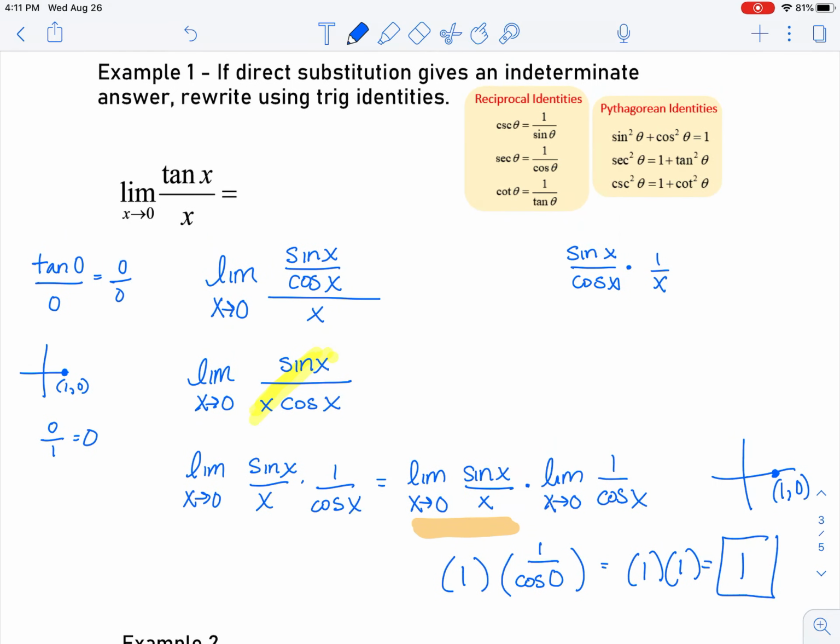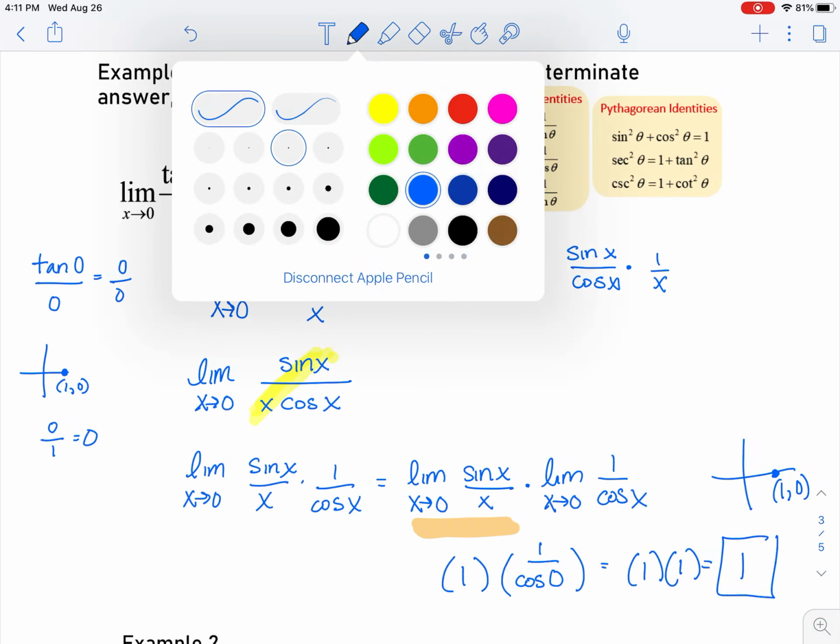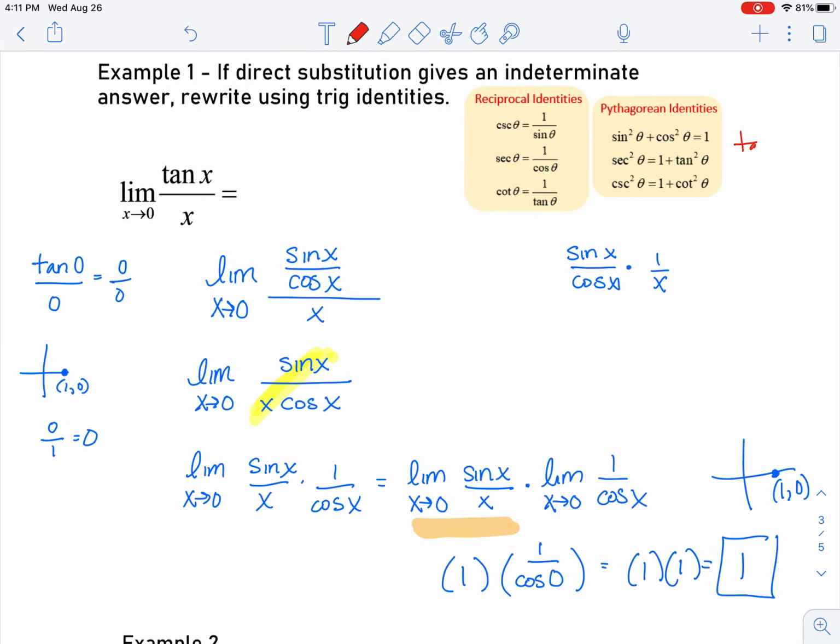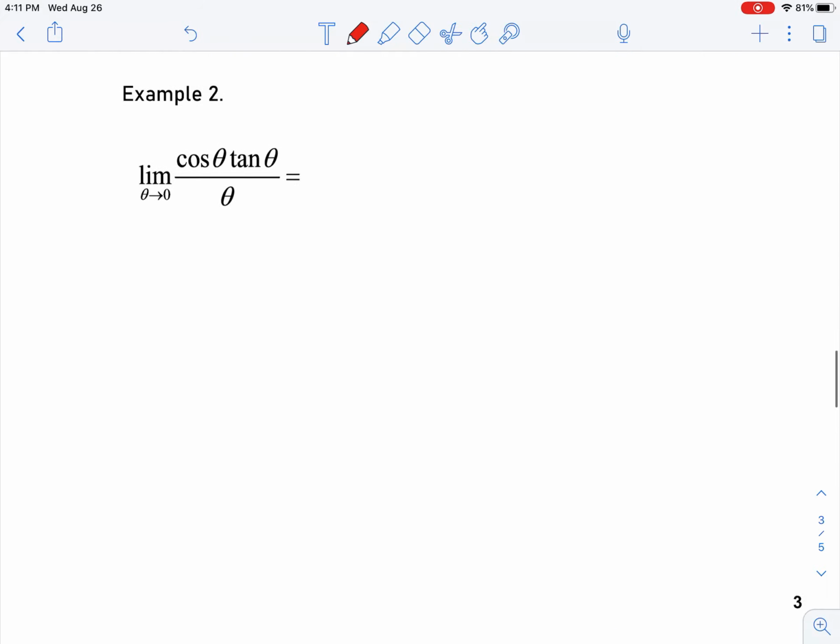All right, so on that problem in particular, we used tangent of x equals sine x over cosine x. We also have all the reciprocal identities and the Pythagorean identities that we might have to use. Sine squared plus cosine squared equals 1 is the one we use most often.